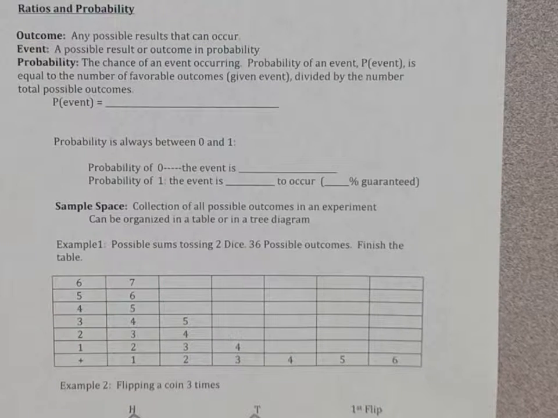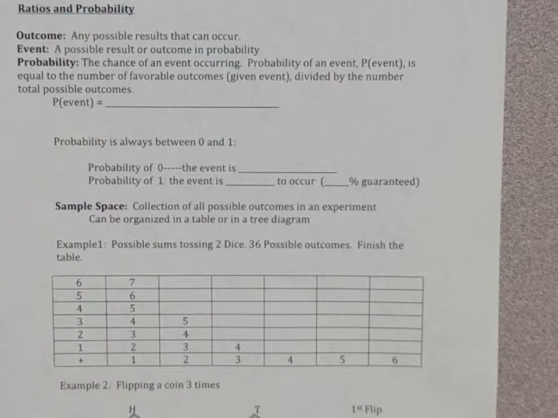This is a lesson on probability. Probability is just another application of ratios. So there's a few definitions you need to know. An outcome is any possible result that can occur from the experiment or activity. An event is a possible result or outcome also. So they're kind of interchangeable, but you'll see as we go through the examples how they differ a little bit.